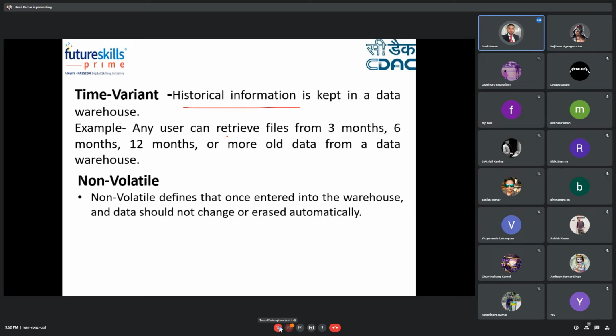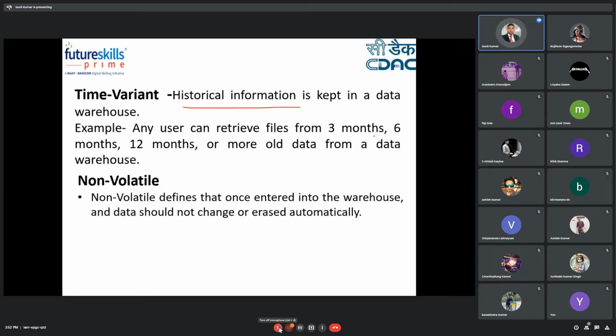If you started your account in 2010, then all emails, if you did not delete them from your account, you can check and access. So that is the time variant. That means it is always defined by the administrator or by the organization which time period of data has to be carried or stored in the data warehouse. Suppose an organization has decided that 5 years of data will be stored in the data warehouse. That is known as time variant.